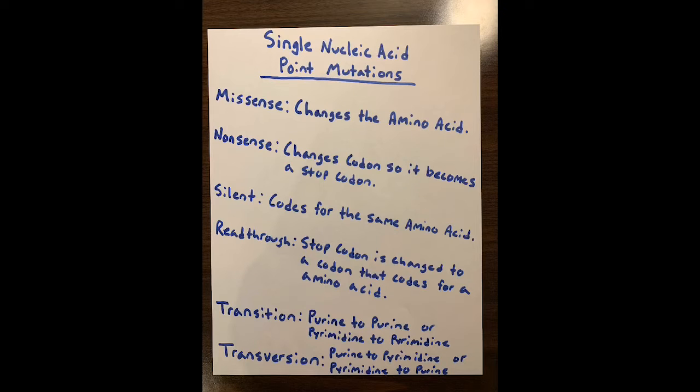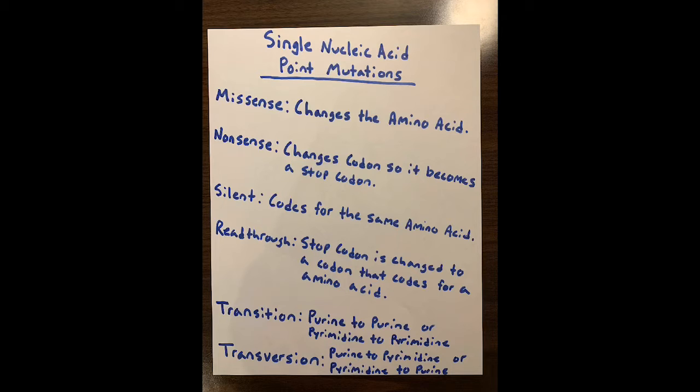Today we'll be looking at single nucleic acid point mutations, and there's 4 different types: missense, nonsense, silent, and read-through. Missense is a mutation that results in a different amino acid being produced. A nonsense mutation results in a change in a codon, so it becomes a stop codon. A silent mutation results in the same amino acid being produced. And a read-through is when a stop codon is changed to a codon that codes for an amino acid.